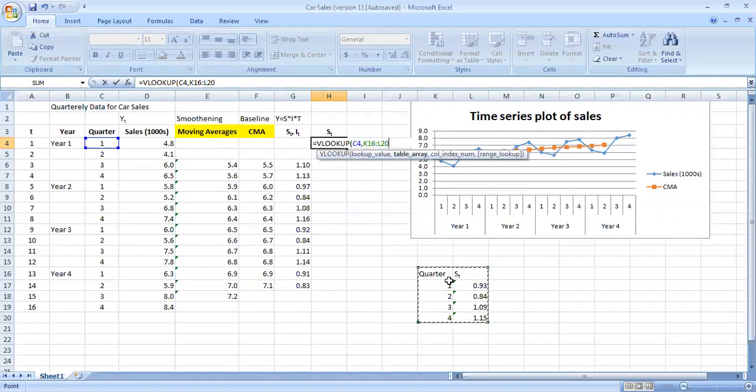Okay, table array is this, but we have to make the table, we have to lock it. So by highlighting, when you click F4, the table is locked. And so you have to ask Excel to look at the second column in the table. Column index number is 2.